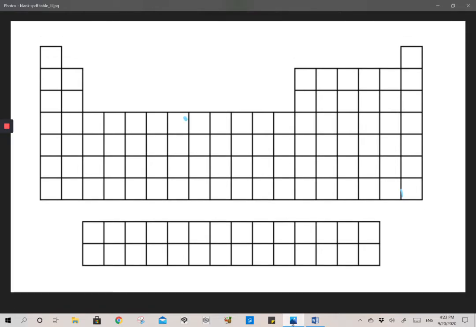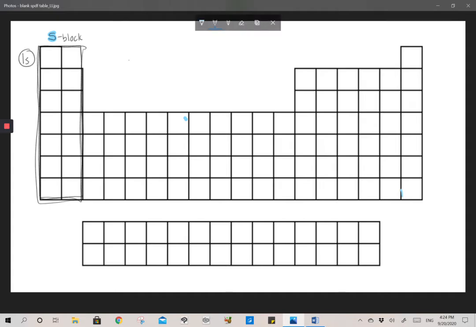So this is your S. This is my S block. So again, you can either color or highlight. Okay, as long as you know the S block is on the left-hand side here, and it starts with 1S.